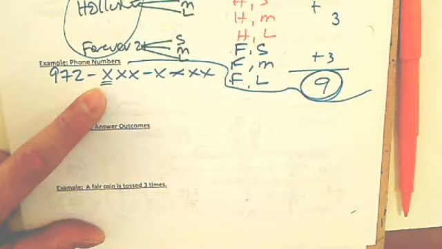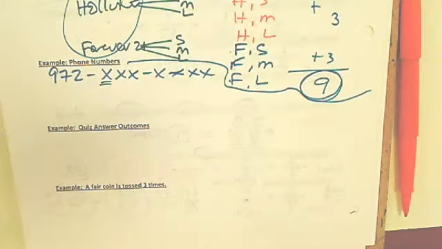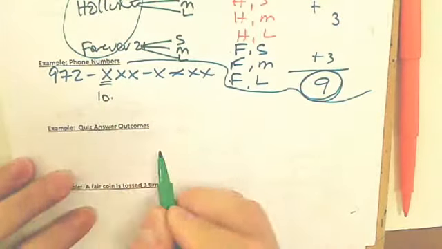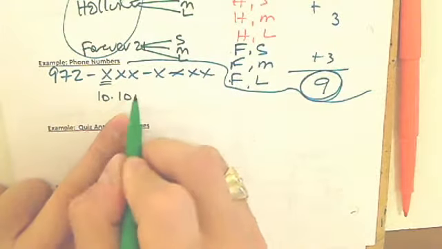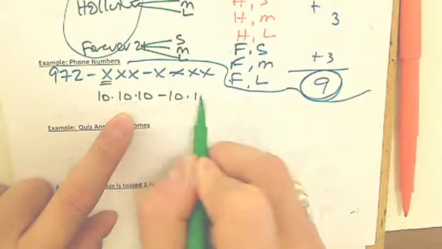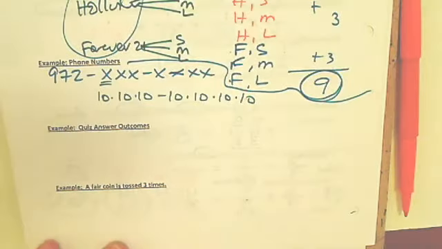Think. Technically, could 0 be a number? You have 10 options: 0, 1, 2, 3, 4, 5, 6, 7, 8, 9. You have 10 options. What other options could it be? 10, 10, 10, 10.